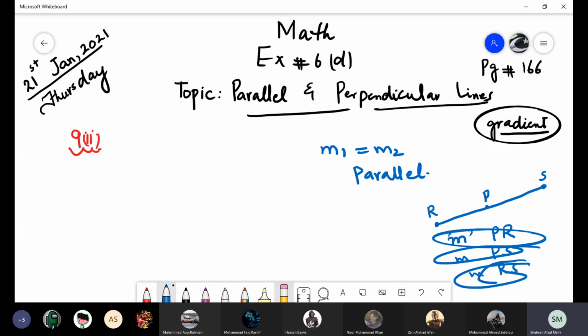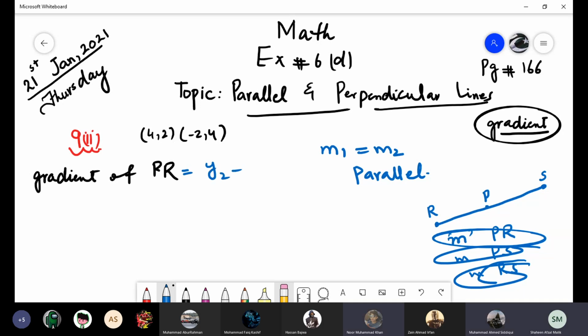So here, we can find out the gradient of PR and gradient of PS. Find out quickly. You can write here gradient of PR, P and R. What are the points of P? We found the points of P yesterday, 4 and 2. Yes, ma'am. And R points are minus 2 and 4. So quickly use the formula. What's the formula for the gradient? y2 minus y1 divided by x2 minus x1.